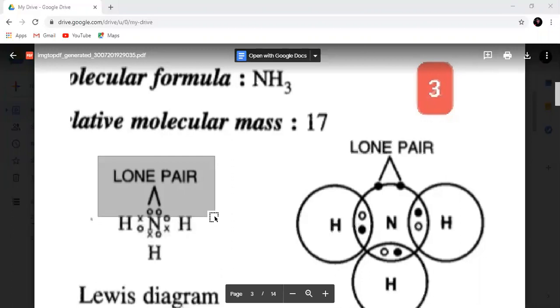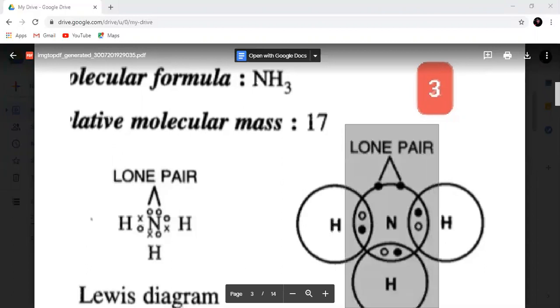Here one thing is very important: there is a presence of a lone pair. What is a lone pair? The unshared pair of electrons which do not participate in the bonding is called a lone pair. In this structure also, you can consider the lone pair is there, not participating in the bonding. The structure which I have highlighted is a bonding structure, and you have already covered it in your chemical bonding chapter.